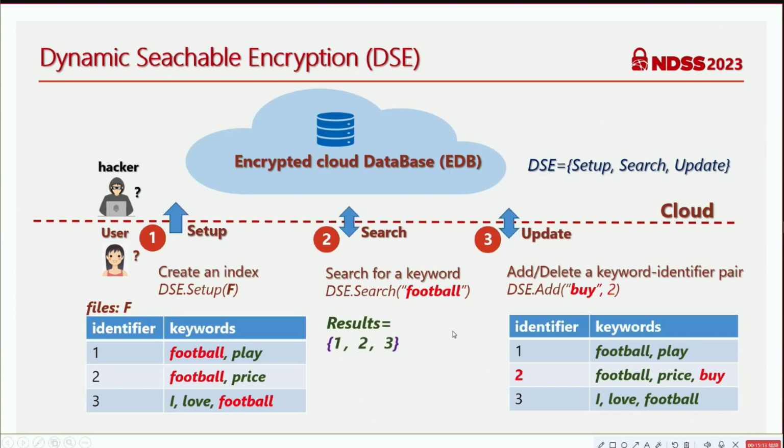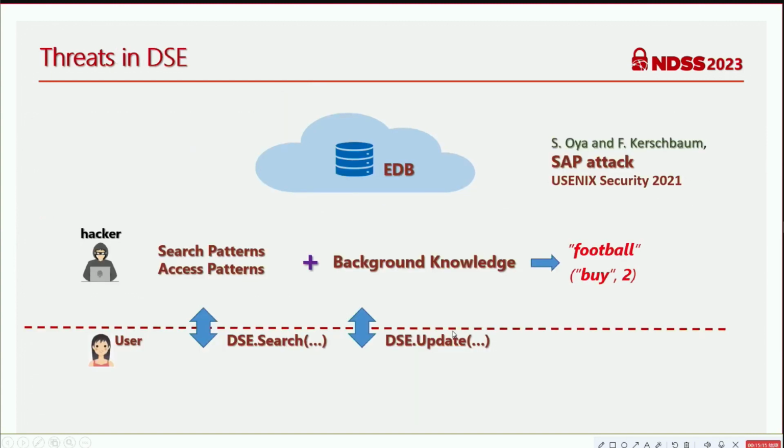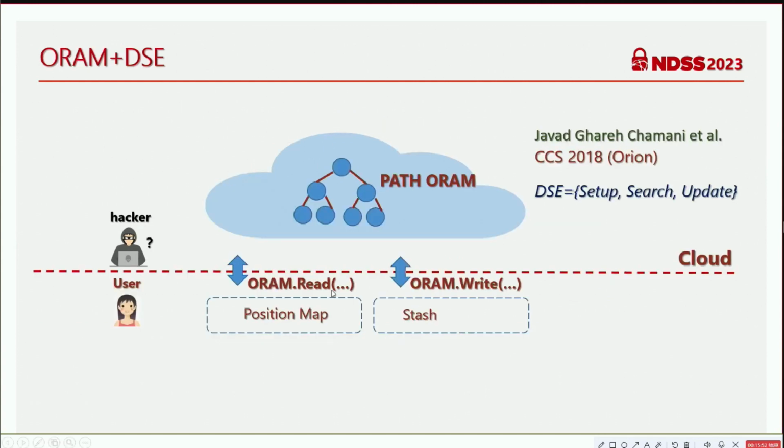Most traditional DSE protocols mix search patterns and access patterns in data searching and data updating. The SAP attack proposed at Usenix Security showed that the keywords football and bag can be recovered by the hackers with some probability, if the background knowledge is pure. It is well known that using Oblivious RAM is a good choice to thwart SAP.